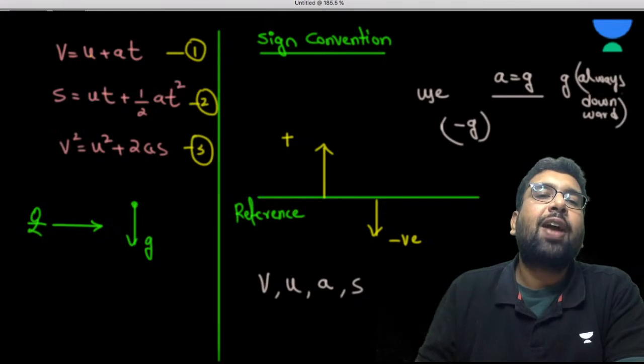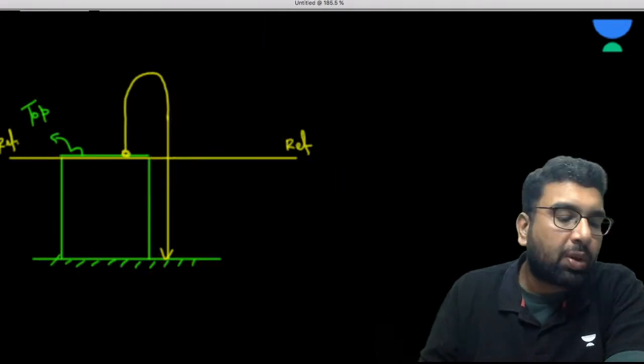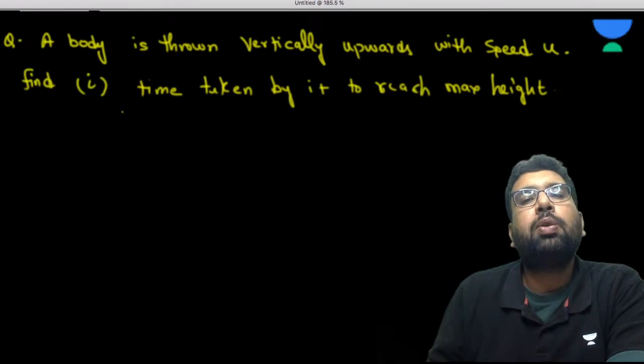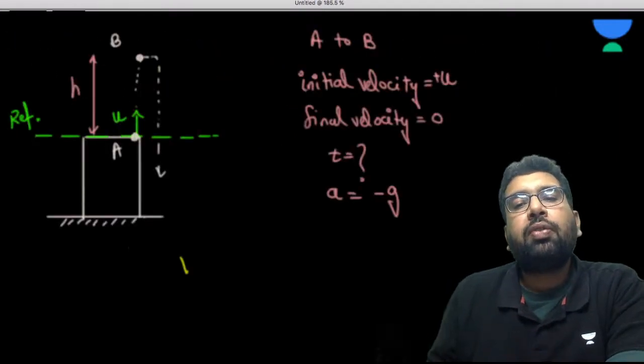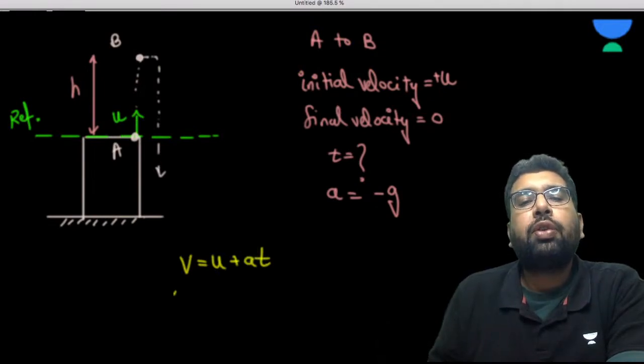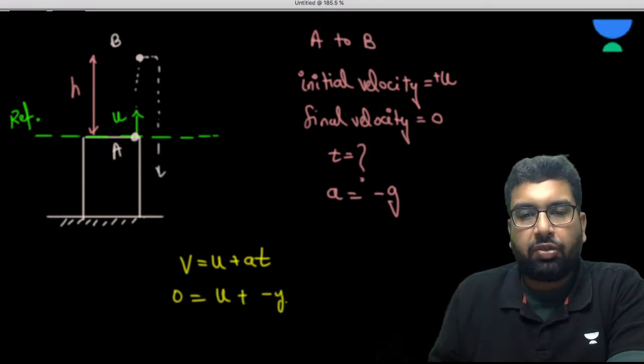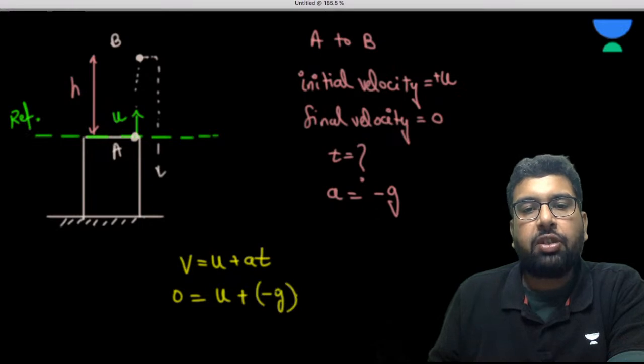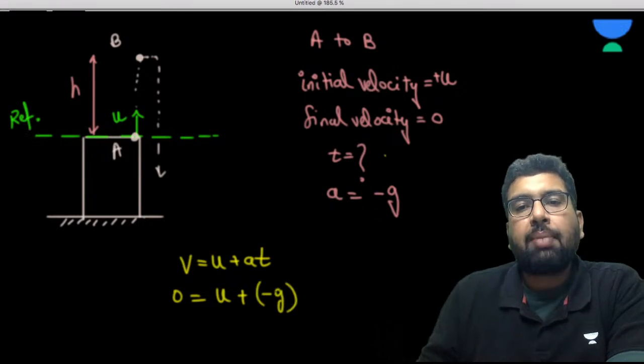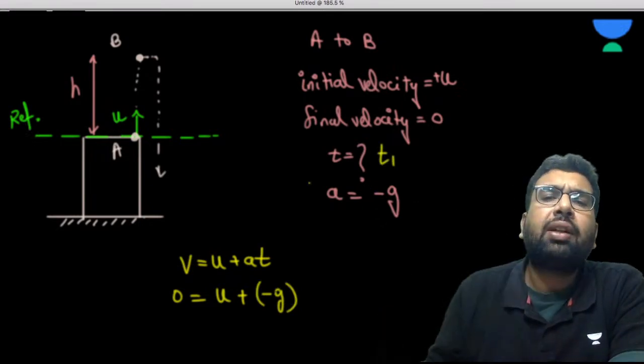So, sir, we have final velocity, initial velocity, we have acceleration, we require time. So, obviously, the first equation we must be using. If I use the first equation, v is equal to u plus at, always put this sign convention. So v is 0, u is the initial velocity, plus a is equal to minus of g. And let's suppose this time is t1 because we'll be calculating further times also.